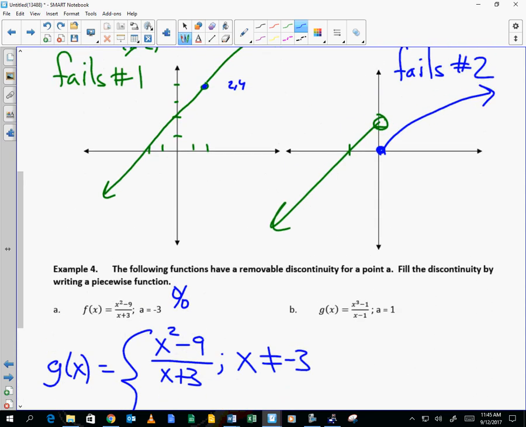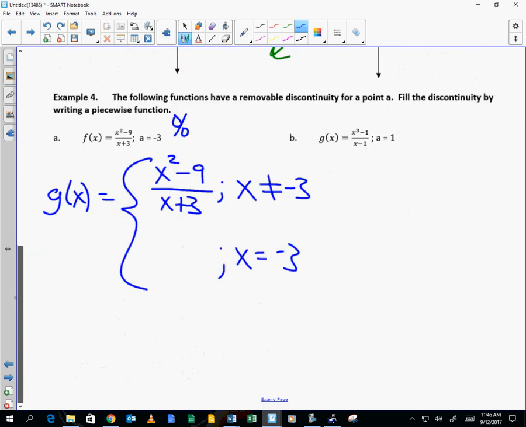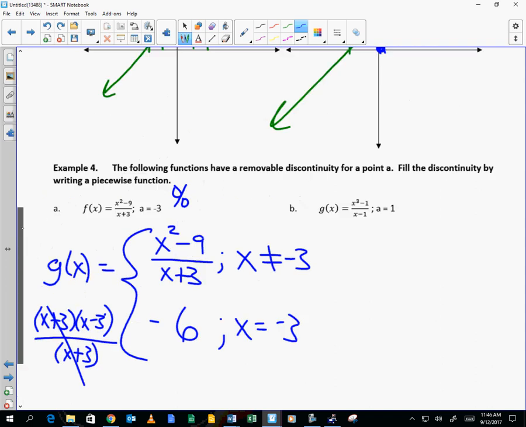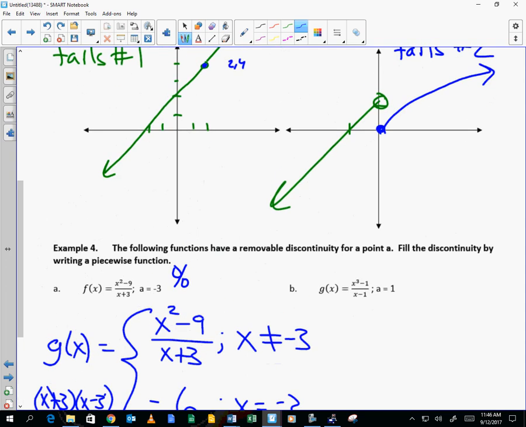We have this weird function going on. It's got this hole, and we select this point, 2, 4, and we're good to go. So how'd you get -6? I got x plus 3 over x minus 3. So it wants to look like x minus 3. So if you would plug in -3 to that, you get that -6 value. And in effect, that would fill the discontinuity.